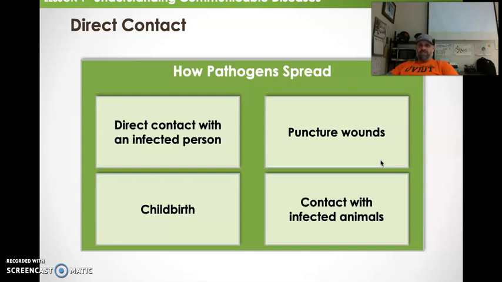So how pathogens spread: direct contact with a person that's infected; sometimes puncture wounds, if there is an opening in the skin someplace and a pathogen gets in through that opening and into the bloodstream; childbirth from mother to child; or contact with infected animals.